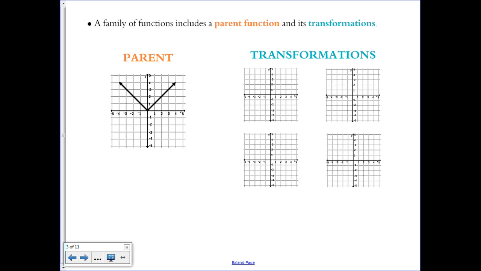So some of the transformations you could make to this V-shaped function would be to slide it to the left or slide it to the right. When you slide something to the left or right, it's called a horizontal translation. You could slide the V function up and down, so you could slide the V up, or you could do some combination where you're sliding it to the right and you're sliding it down. Any movement up or down is called a vertical translation.